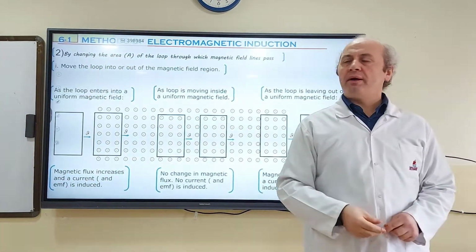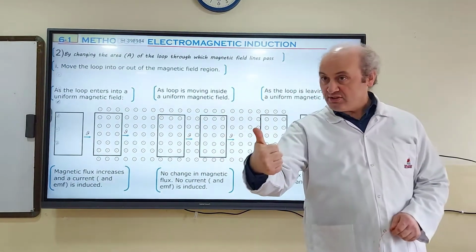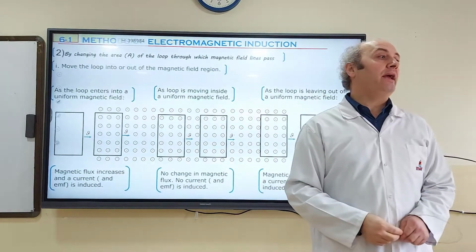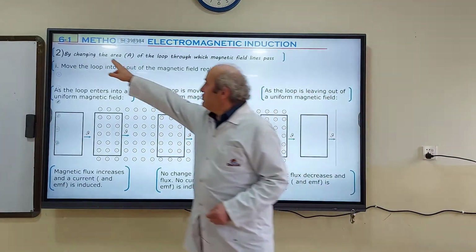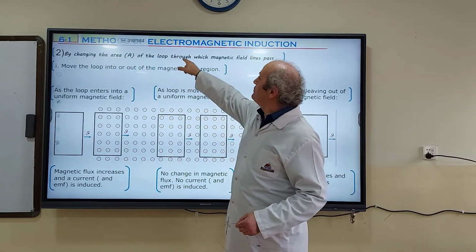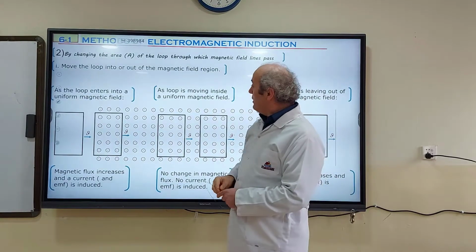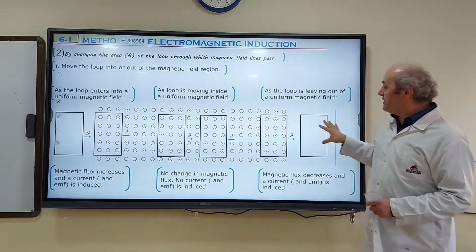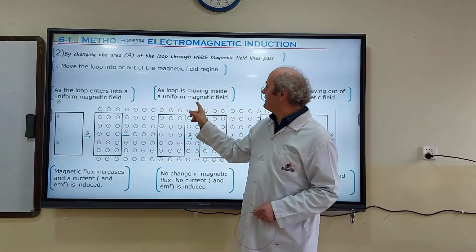Remember, according to my magnetic flux equation, magnetic flux depends on magnetic field intensity B and also depends on area of the loop A. Now we will change the area, changing the area A of the loop through which magnetic field lines pass. But this magnetic field is uniform. It's a uniform magnetic field.